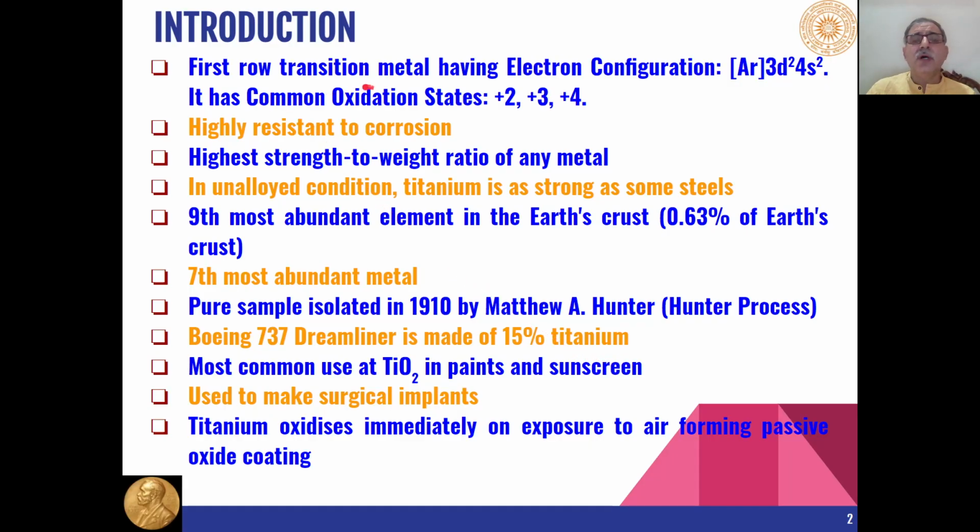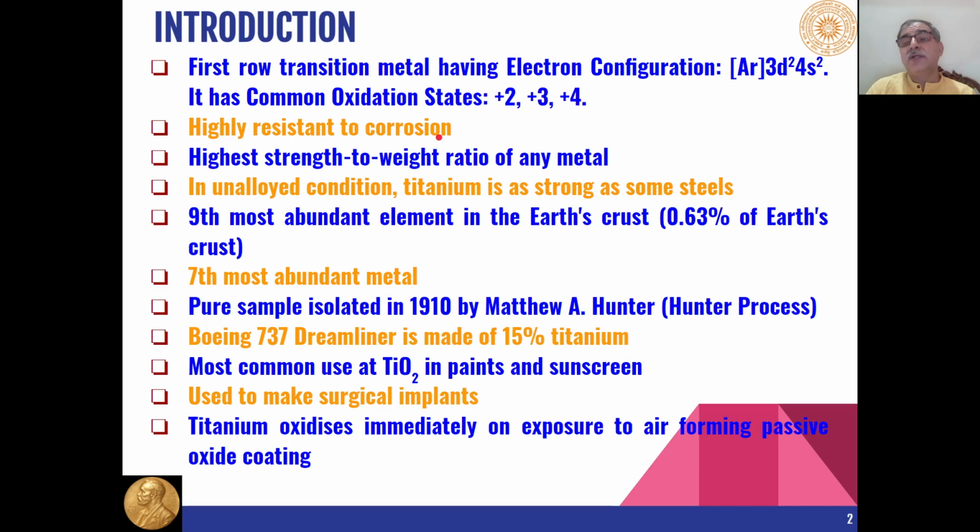As you know, titanium belongs to the first row of transition metals, and the electronic configuration for titanium is 3d2 4s2, and the common oxidation states in which various titanium compounds are seen are plus 2, plus 3 and plus 4.